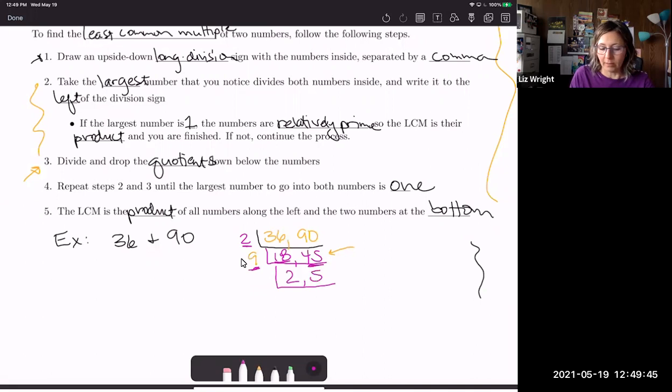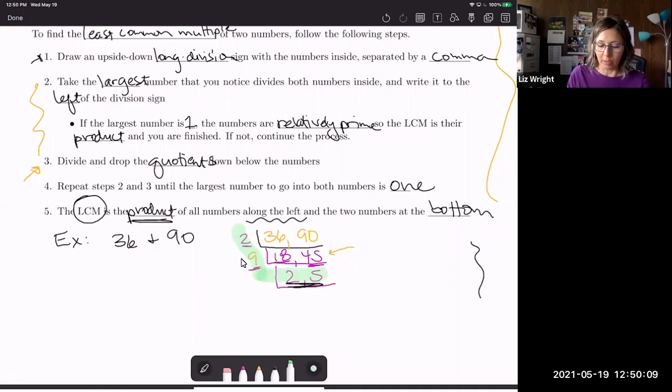And now I look at these 2 numbers and I say, is there anything else I can take out of them? Is there any other common factor? And the answer to that is no. So what that means is that my LCM is the product of all of the numbers along the left, so that's right here, and the 2 numbers at the bottom. And look at what shape that makes. It makes an L. Maybe it'll help you remember. L for LCM.